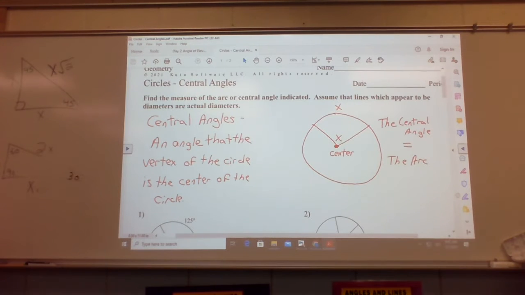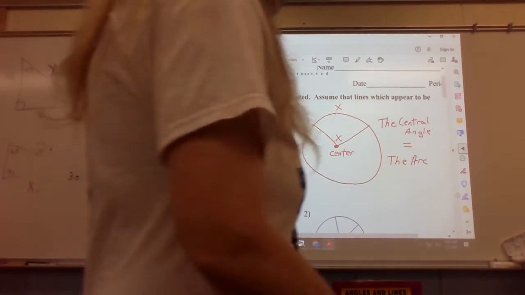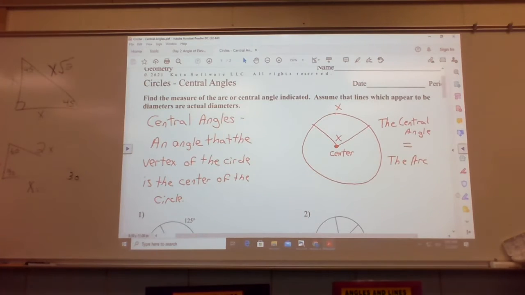Now, this is only true on central angles. There's 3 more types of angles that get created. So those 3 have different formulas. Did everybody get all that written down? We good? Moving on.